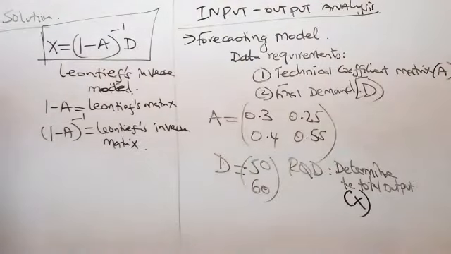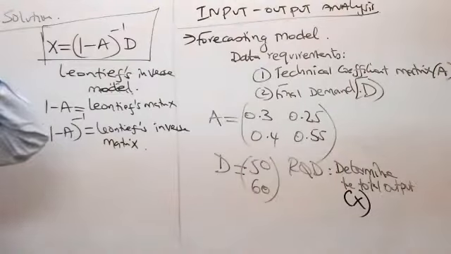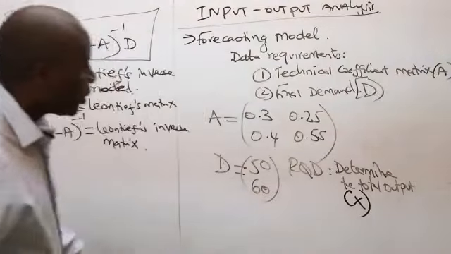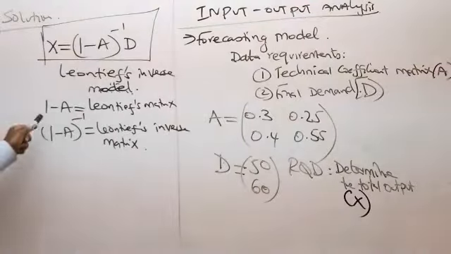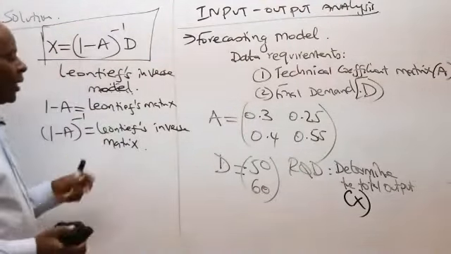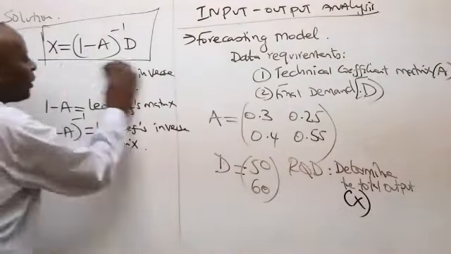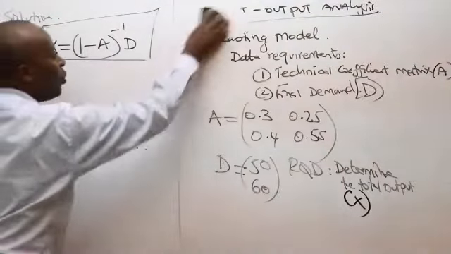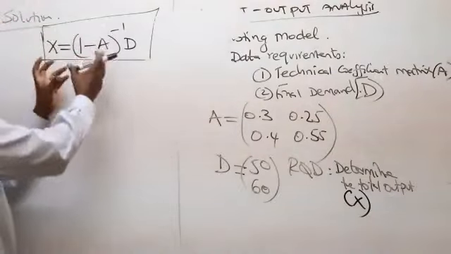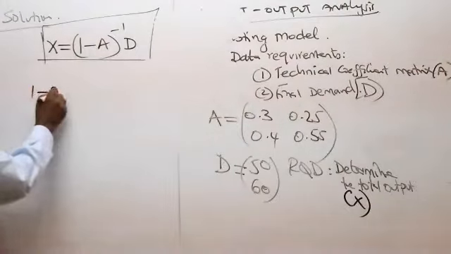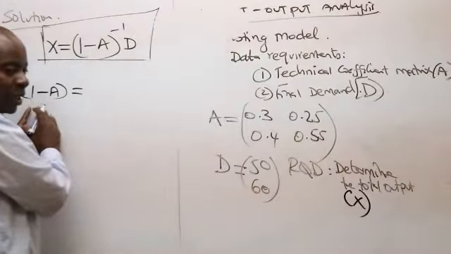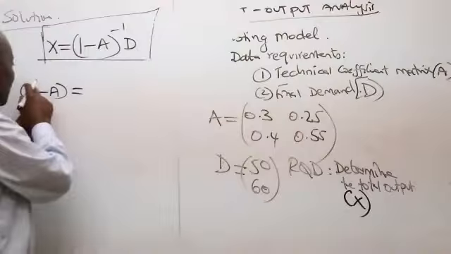Great. Ladies and gentlemen, listen to me very well. The first thing we want to do in this question, if you are following this model, is to get this Leontief's matrix, because it is the Leontief's matrix that we want to invert. So this is what I want us to do: ascertain what we call I minus A. Remember, if you watched your matrices very well, this is not one.